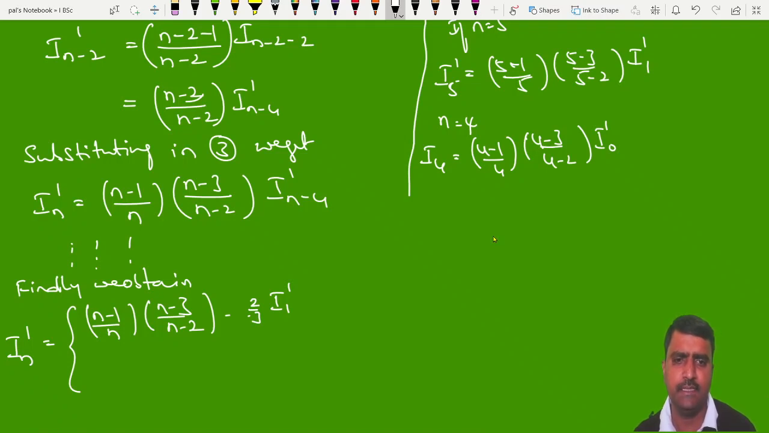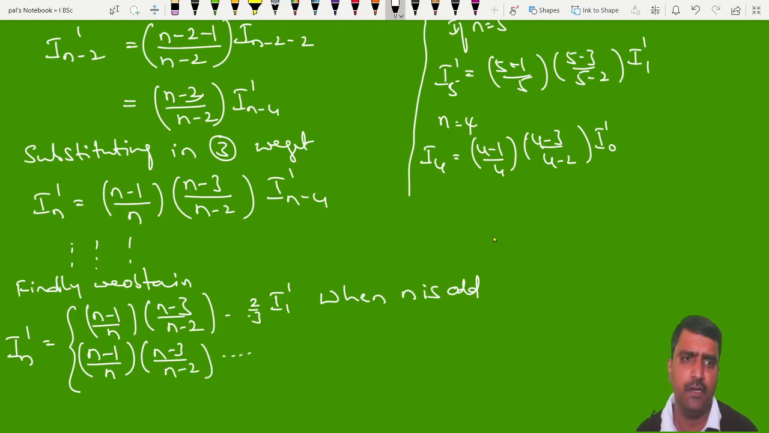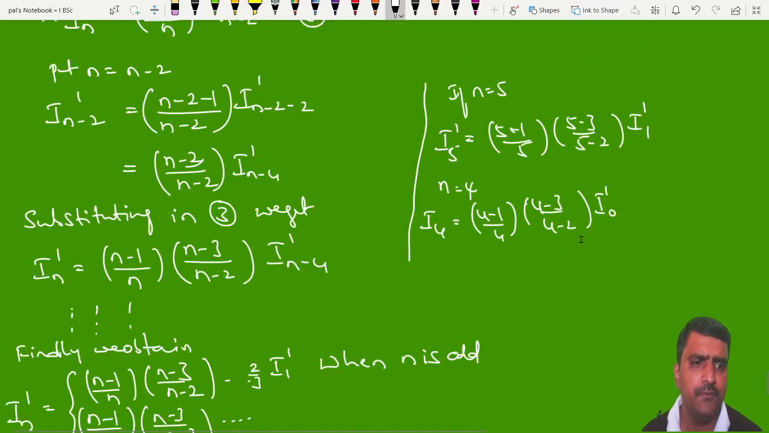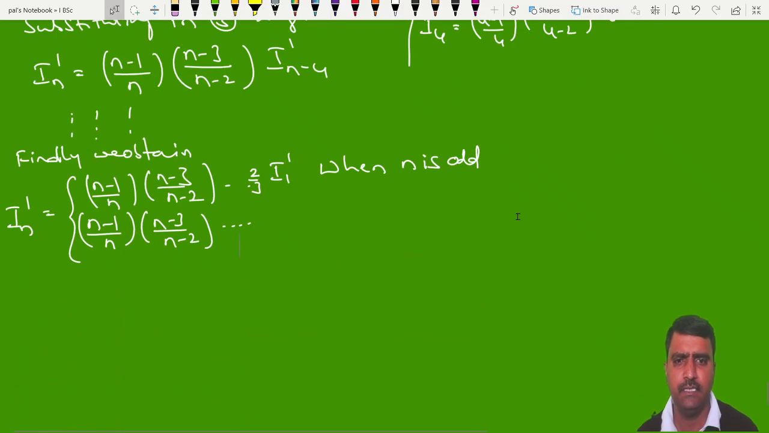And this is when n is an odd number. Similarly, it is n minus 1 by n into n minus 3 by n minus 2 and so on. You see here the last value: 4 minus 3 is 1, 4 minus 2 is 2, so this is 1 by 2 into I naught dash.